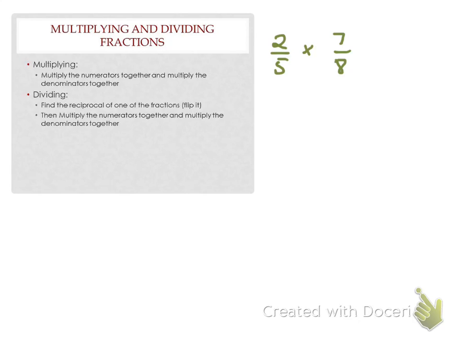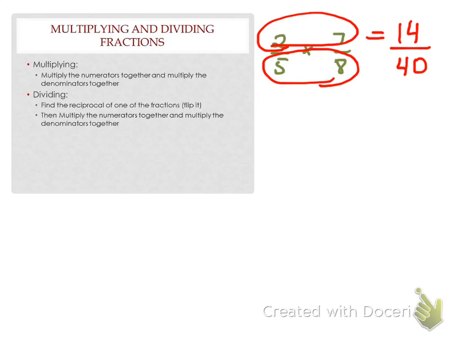Okay, multiplying and dividing fractions. So if you have 2/5 times 7/8, you do not have to worry about having them in the same base. Instead, you multiply the top and then you multiply the bottom. So 2 times 7 is 14, 5 times 8 is 40, so you have 14 over 40.